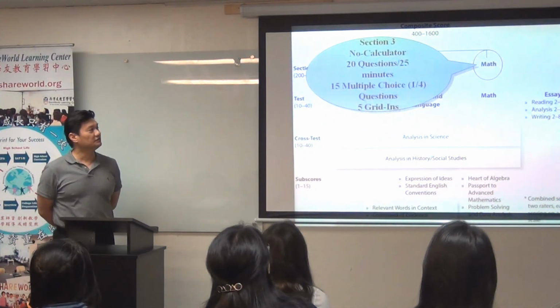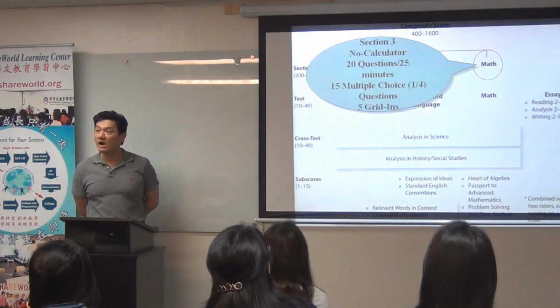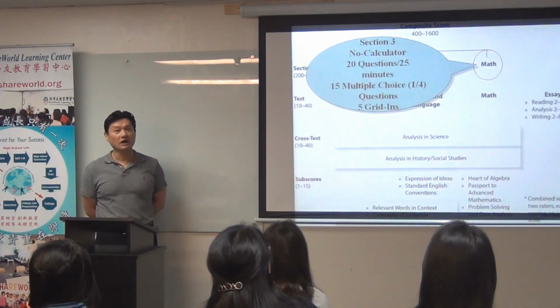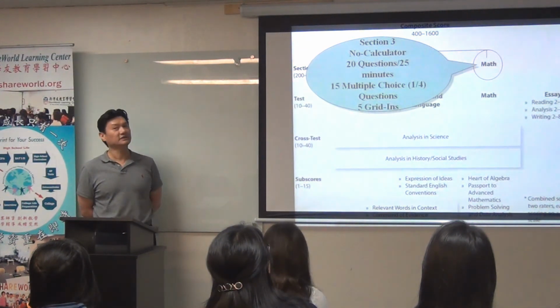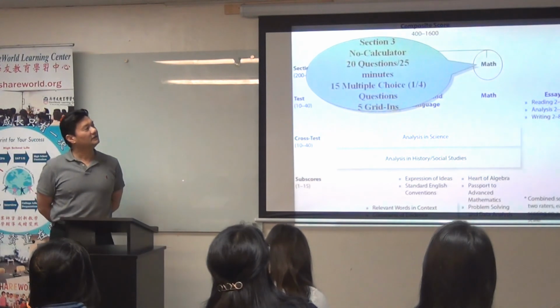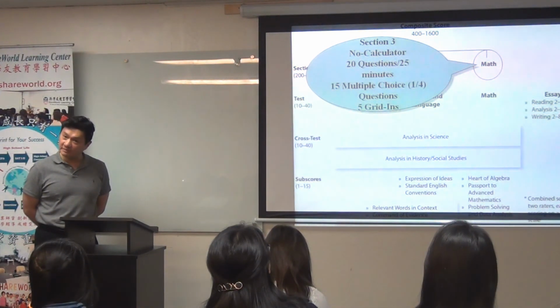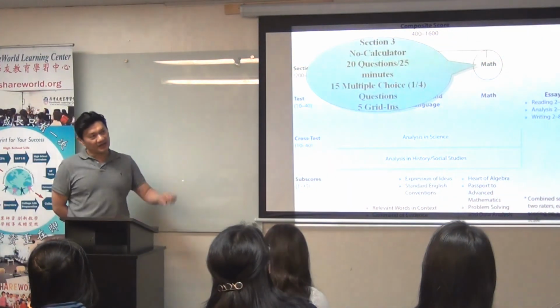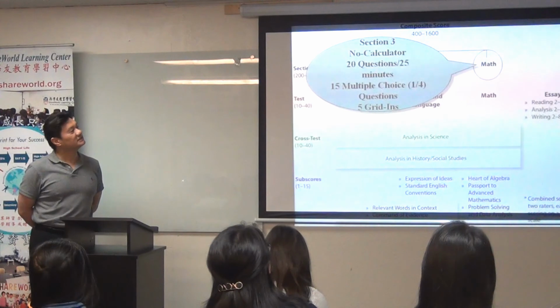Among the 20 questions, 15 are multiple choice. One in four means one right answer among the four options. Four answers there, only one is right. There must be one, right? And the last 5 are grid-ins. That means you have to calculate a little bit and put your number in the little spot. That's how they grade it. How about the second one?